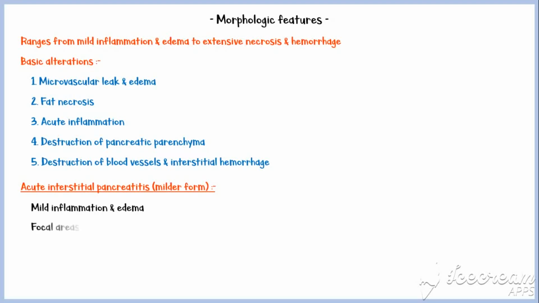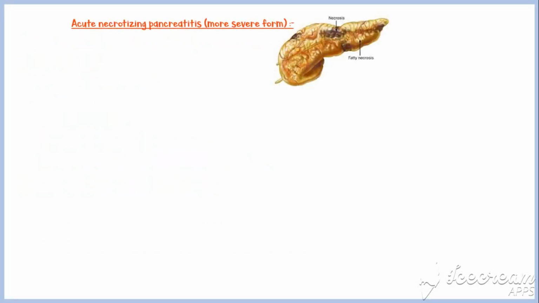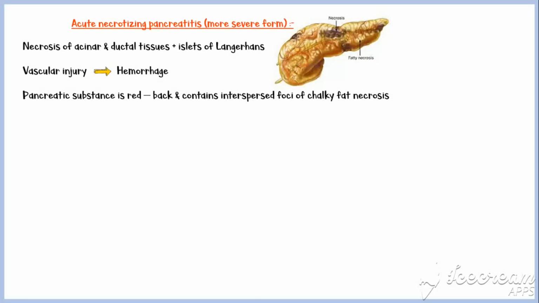and focal areas of fat necrosis in the pancreas and peripancreatic fat. Released fatty acids may combine with calcium to form insoluble salts. In the more severe form, acute necrotizing pancreatitis, there is necrosis of acinar and ductal tissues, as well as the islets of Langerhans. Vascular injury can lead to hemorrhage. Macroscopically, the pancreatic substance is red-black and contains interspersed foci of chalky fat necrosis.